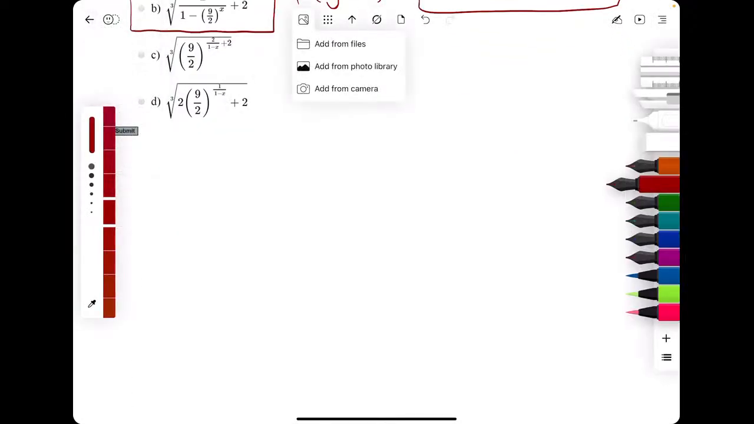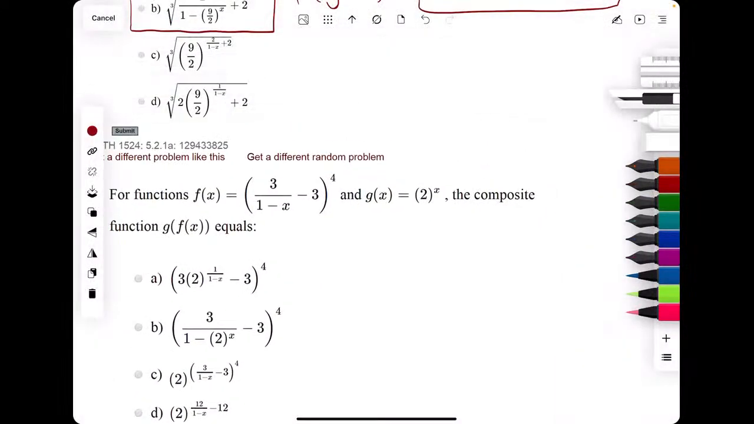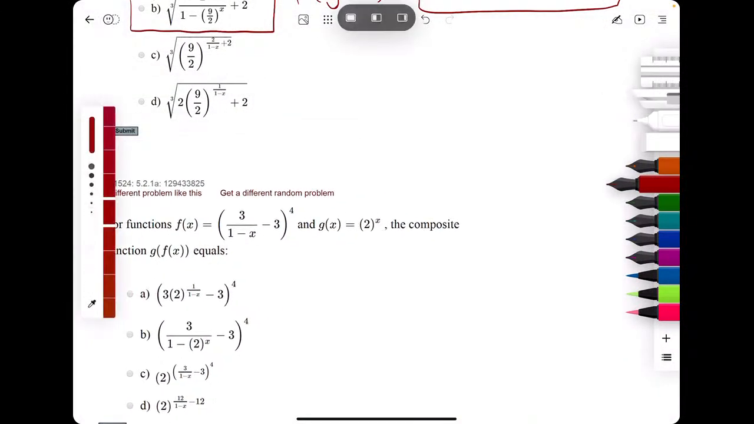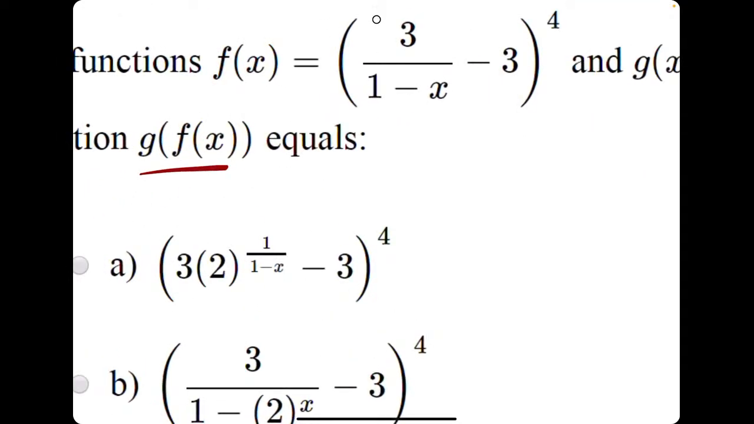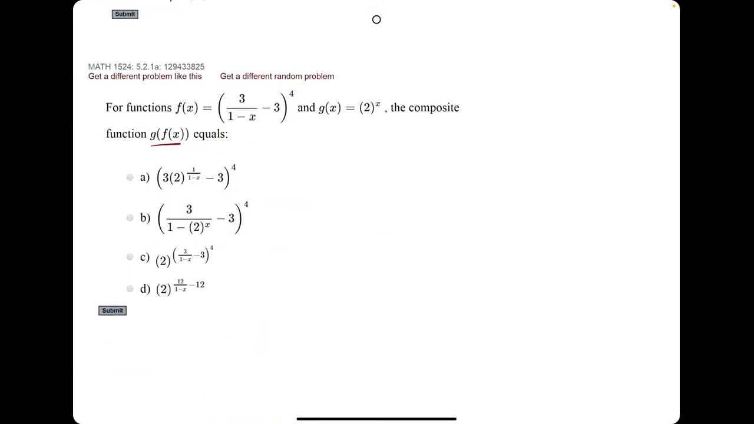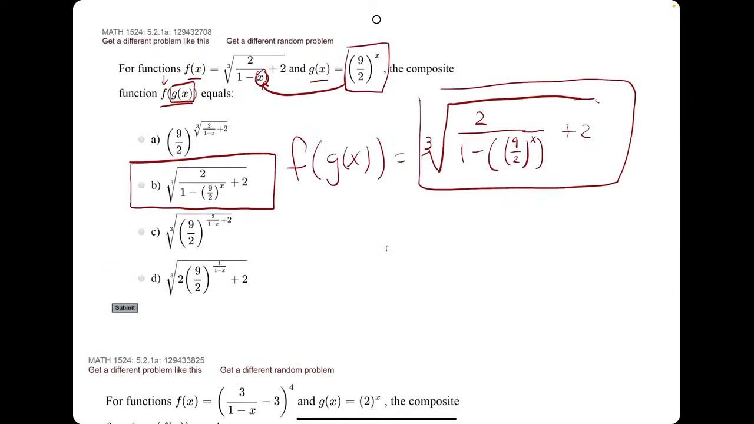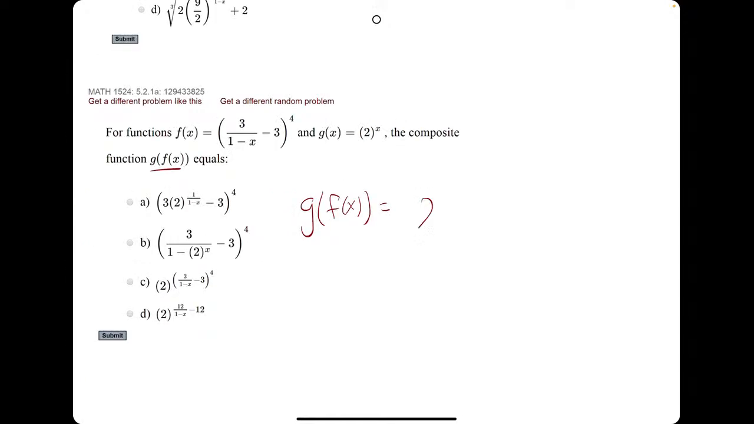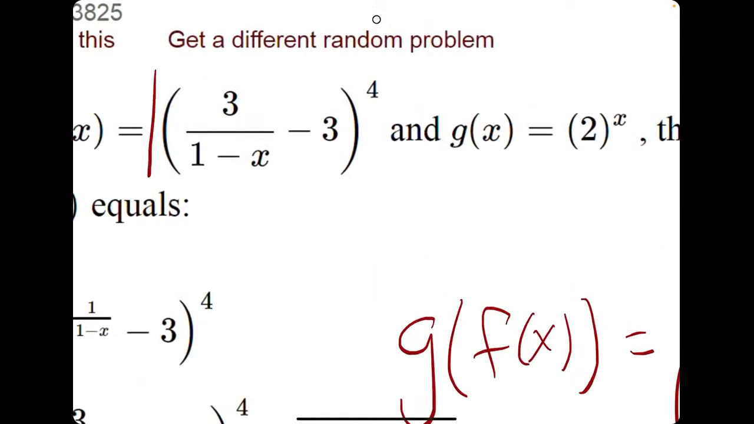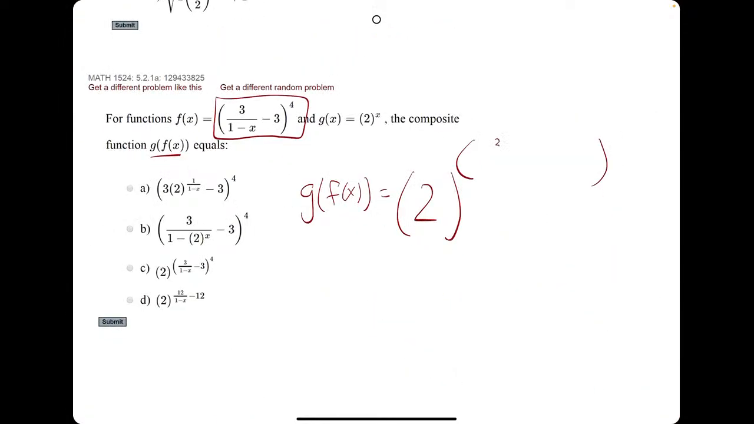So real quick, we'll do one more, because sometimes, I guess a tip is make sure to recognize where they swap it up. They switch it up on you. In the last one, we had f of g. In this one, they have g of f. So we start with the function g, which is 2 to the x. But in place of the x, we leave a big parentheses for which we will plug in f. So 3 over 1 minus x minus 3, all to the 4th.